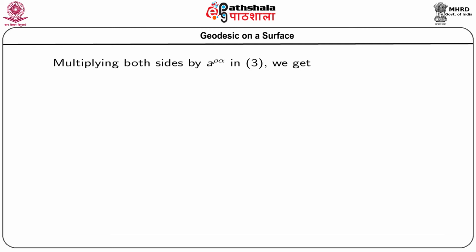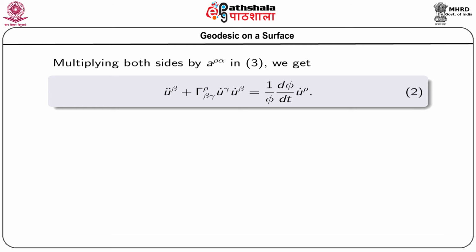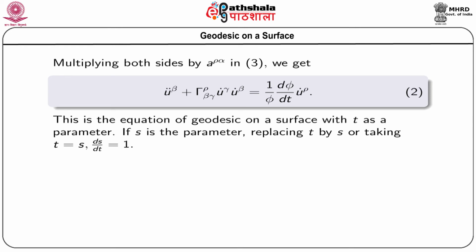Now, taking the inner product with A^ρα in the above equation, we get this expression: u double dot^β plus Γ^ρ_βγ u dot^β u dot^γ equals 1 by φ dφ/dt u dot^ρ. So, this is the equation of geodesic on a surface with t as a parameter.